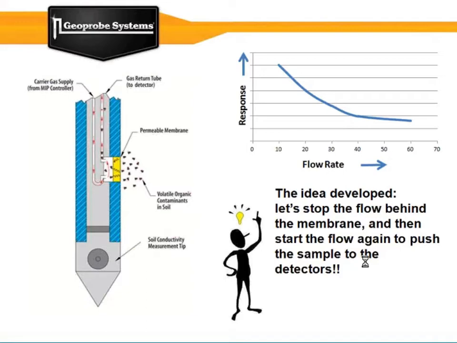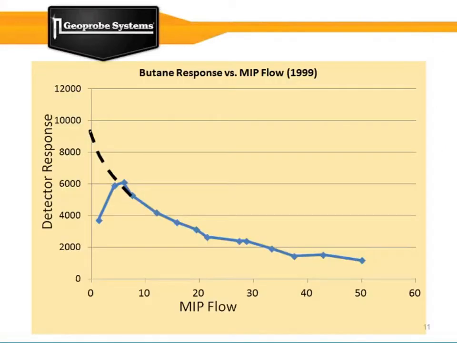Let's stop the flow behind the membrane. There's a headspace directly behind that MIP membrane. It's a very small headspace, less than half of a milliliter of space behind that membrane. So let's stop flow, allow the concentration to build behind the membrane, and then we'll start flow again and push that contaminant pulse quickly up to the detectors. So again, we're going to take advantage of stop flow here, accumulate a concentration, becoming more like a headspace test behind the membrane, and then we'll start flow again and push those contaminants quickly up to the detectors.